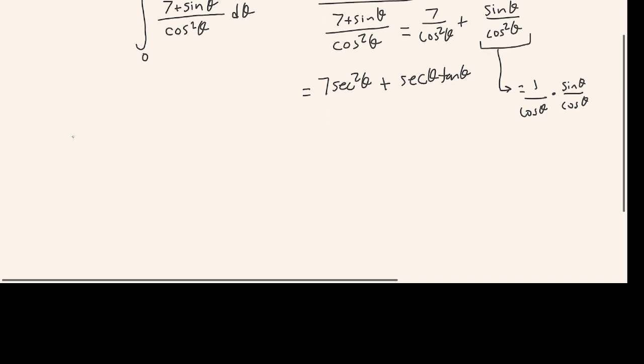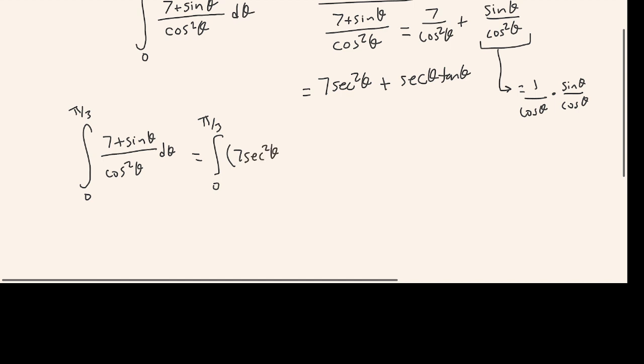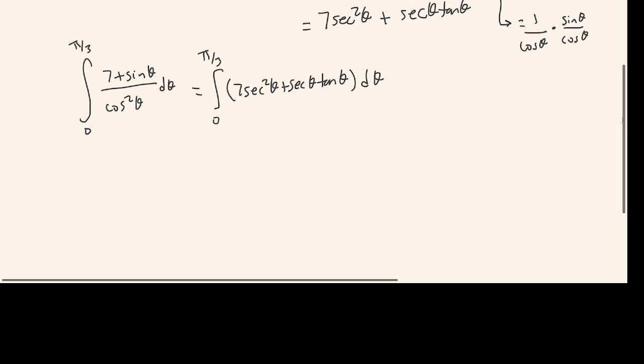So as a result, you can see that the integral from 0 to pi thirds of (7 plus sine theta) over cosine squared theta d theta is equal to the integral from 0 to pi thirds of 7 secant squared theta plus secant theta tangent theta d theta. And what we can do from here is break this into two integrals, and these two integrals will become standard integrals we can solve.